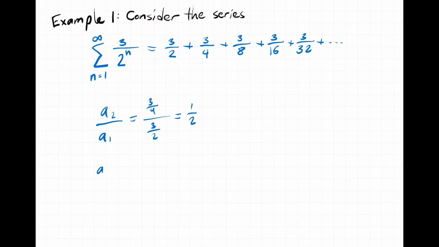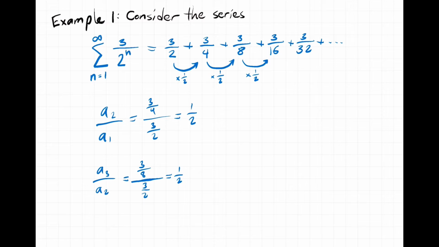If you look at a3 divided by a2, that's 3/8 divided by 3 halves. Again, you get 1/2. And in particular, you can always multiply each term by 1/2 to get the next term. So to get from 3 halves to 3/4, you'll multiply by 1/2. To get from 3/4 to 3/8, you'll multiply by 1/2. To get from 3/8 to 3/16, multiply by 1/2. And that is true all the way down the line, for every single pair of successive terms in this series.